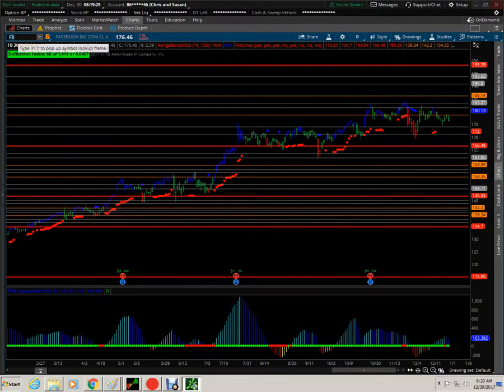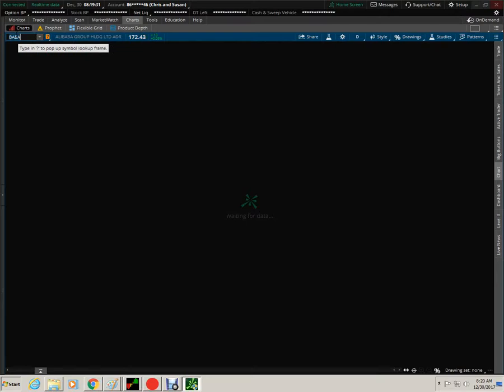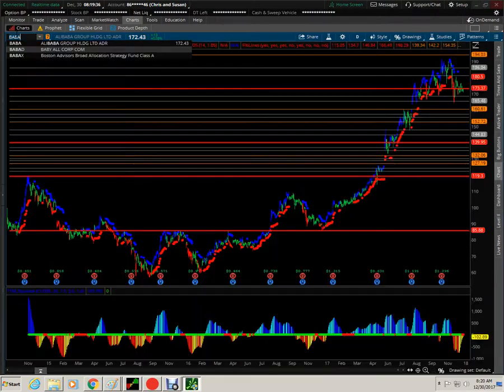Okay, next up we have Alibaba. This is one of my favorite trading stocks for options. It's been called the Amazon of China, and I stick with it strictly as a trading vehicle versus an investment because of the accounting standards between U.S.